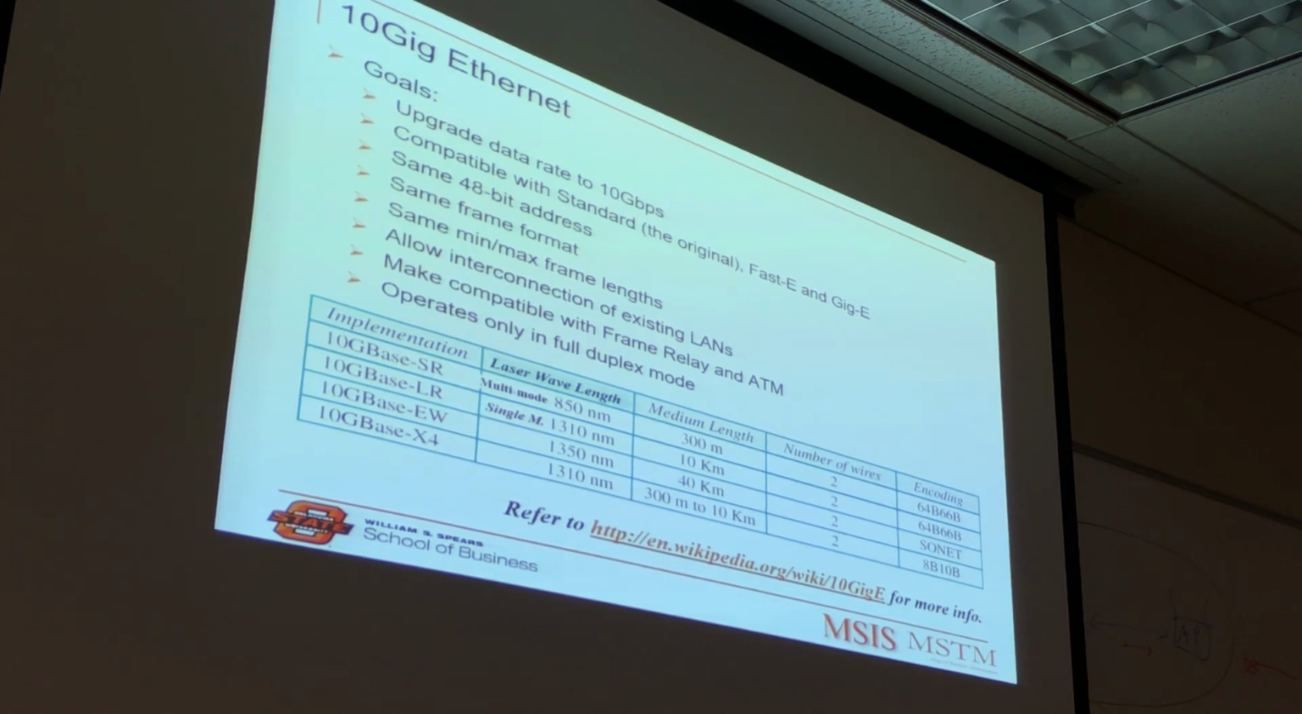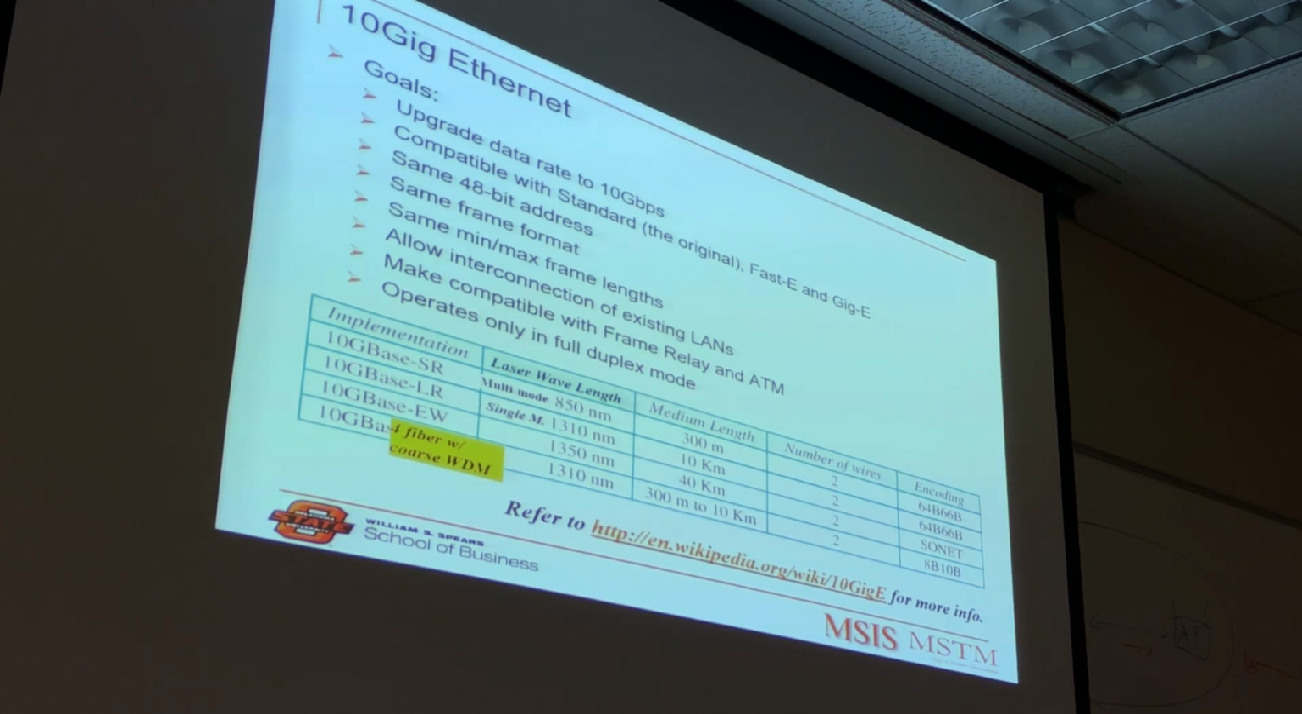This 10GBASE-X4 uses 4 threads of fiber optic cables and uses WDM. What's WDM? Wavelength division multiplexing, right? So that's how you modulate different portions of the signals using different colors or frequencies of your light, combine them and send them over 4 fibers, either to increase the speed or increase the range.